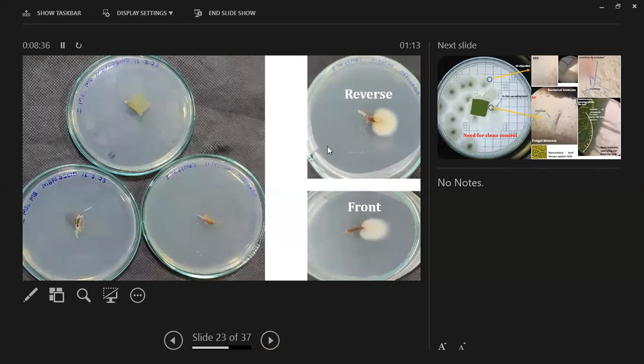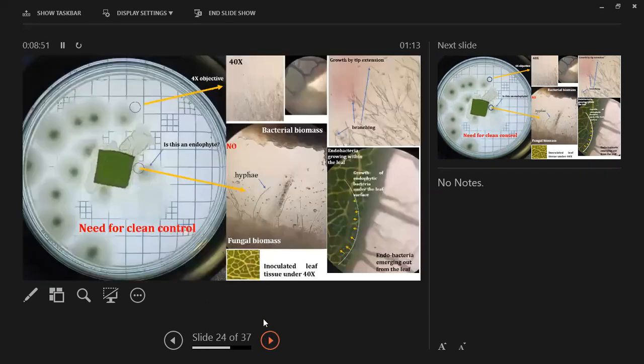This is how endophytes usually look. This is the reverse plate picture where the inoculation is done by stabbing the agar from the place of plant inoculated. You will see fungi coming out. See how to know whether they are endophytes or not.